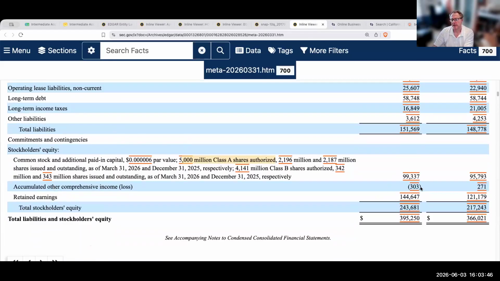Now, one of the interesting things I've noticed is that when it comes to Treasury stock, companies will retire it against retained earnings. I'm not going to make a video on that, but I'm pointing this out because I want you to be aware of it.